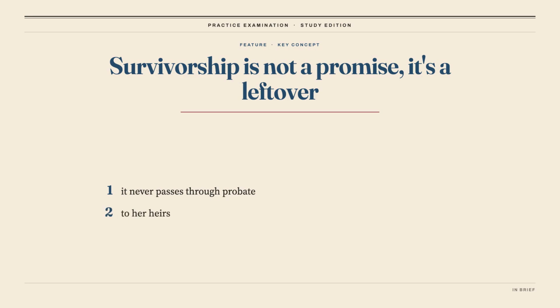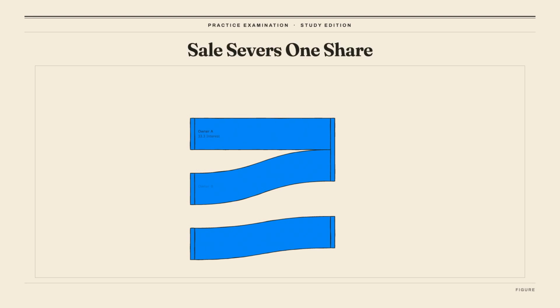The deceased tenant's interest ceases, and it never passes through probate or to her heirs. When one owner sells to an outsider, the unities of time and title break as to that share, leaving only the unity of possession. The buyer becomes a tenant in common, while the remaining original owners stay joint tenants with each other, and survivorship keeps running only between them.